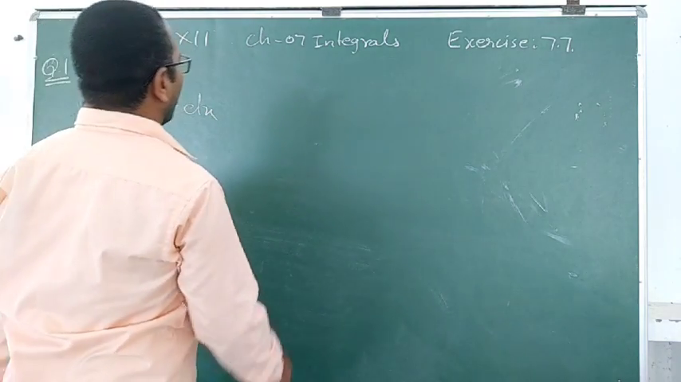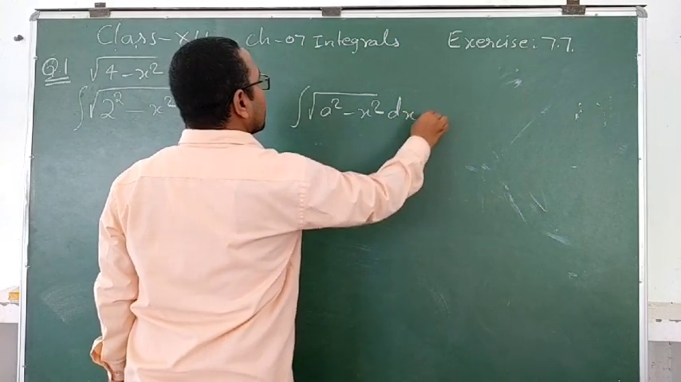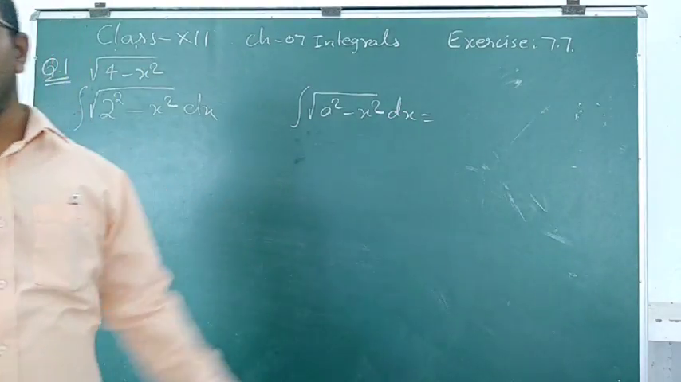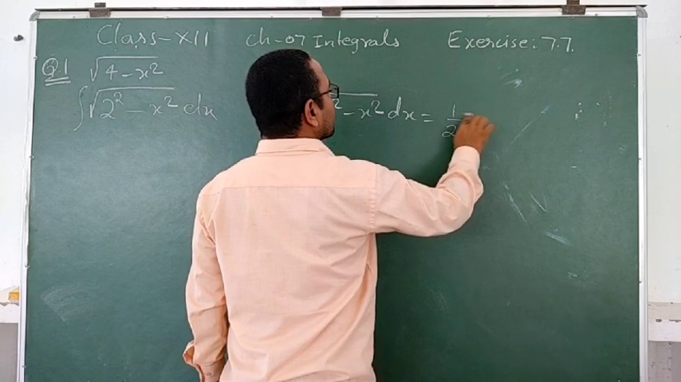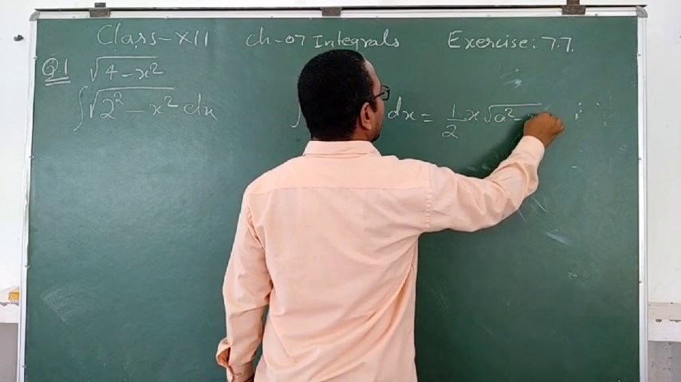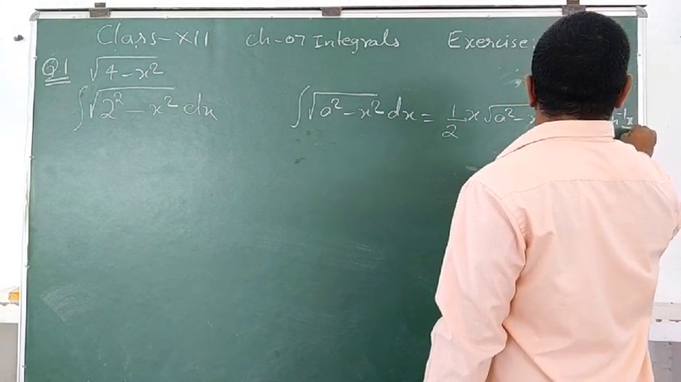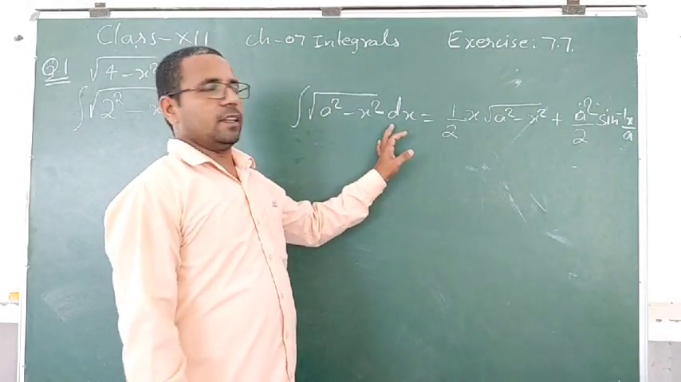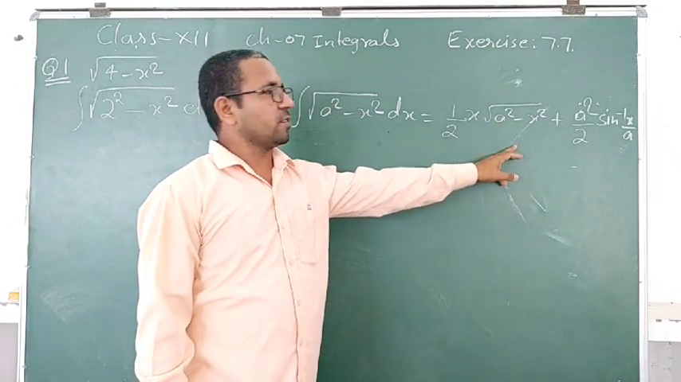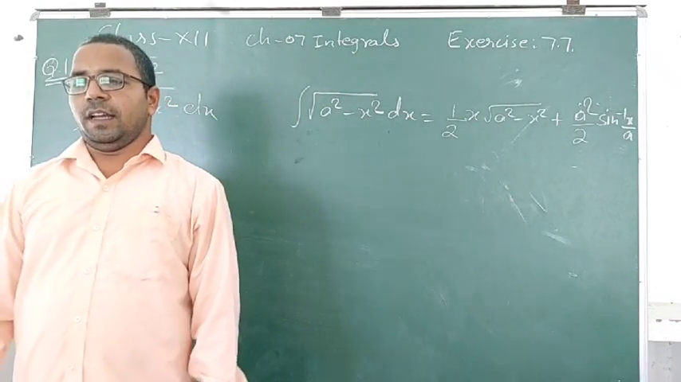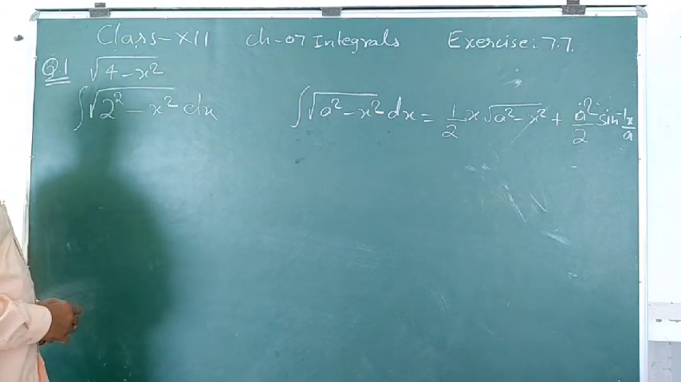Now students, it is in this form, the integral of root a square minus x square dx. That means the third case as we have seen here. So case number third, what was the formula? 1 by 2 x root a square minus x square plus a square by 2 into sin inverse x by a. So the integral of root a square minus x square dx is equal to 1 by 2 x root a square minus x square plus a square by 2 sin inverse x by a. This is the formula as we have discussed in the third part.